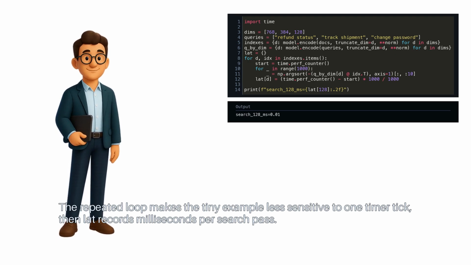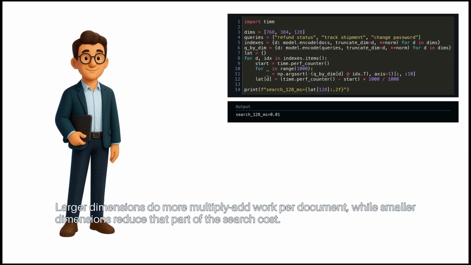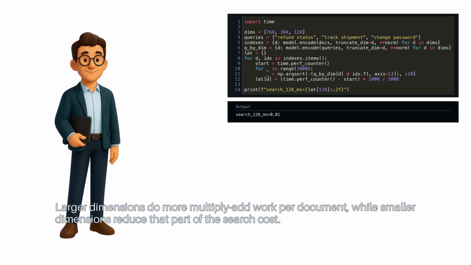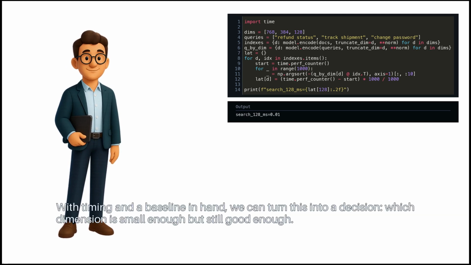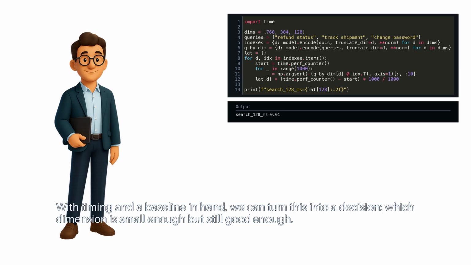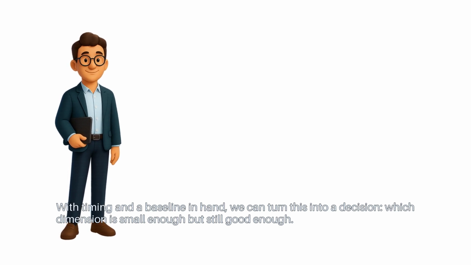Then lat records milliseconds per search pass. Larger dimensions do more multiply-add work per document, while smaller dimensions reduce that part of the search cost. The visible output gives the measured 128-dimensional flat search latency for this run. With timing and a baseline in hand, we can turn this into a decision. Which dimension is small enough, but still good enough?